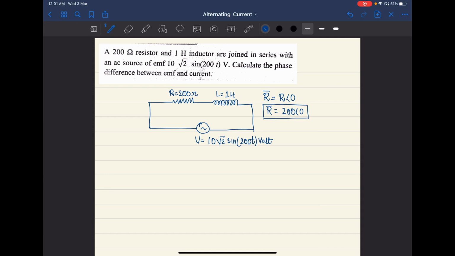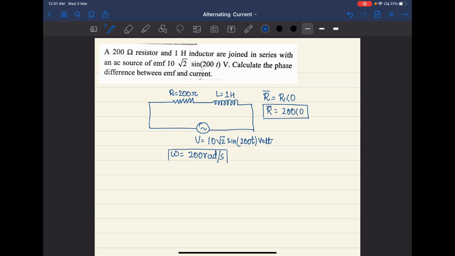Next is L equal to 1 Henry. First we'll try to calculate XL here. From the equation of voltage, V is equal to 10 root 2 sine 200 t, we can write the value of omega, the angular frequency of this circuit, that is omega is equal to 200 radian per second.